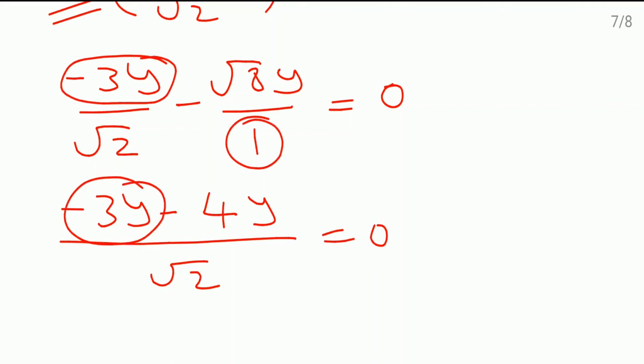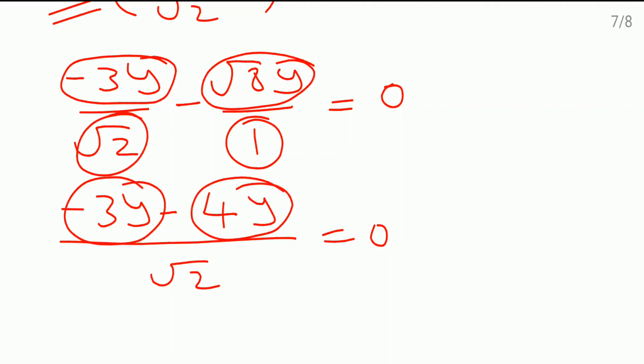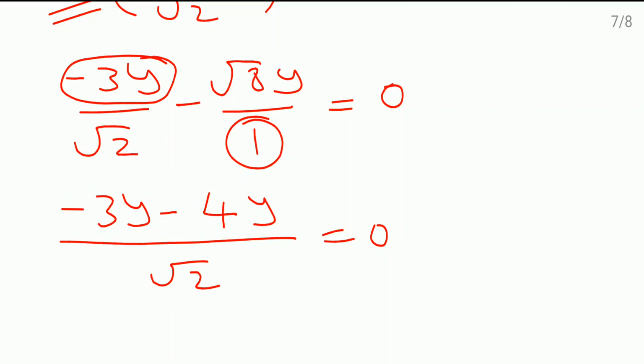So I got this one. Then I multiplied this one and this one. So I got this one. And finally I multiplied both the denominators, which I got this one. So in this way I did the LCM.